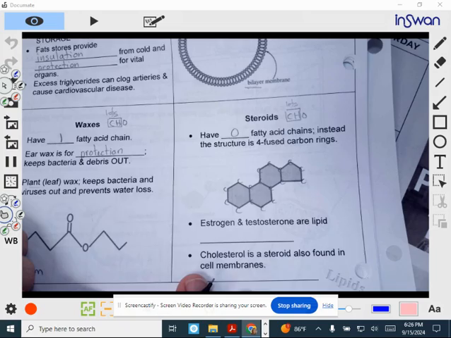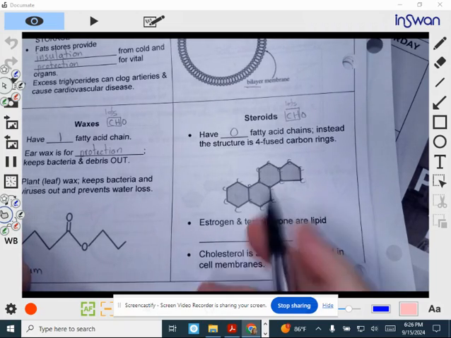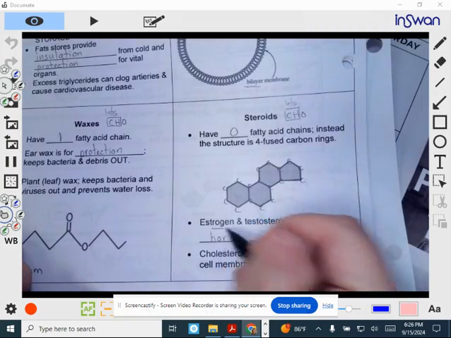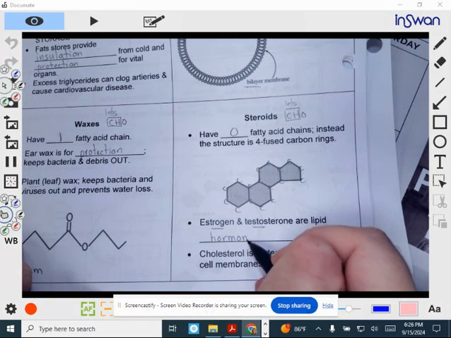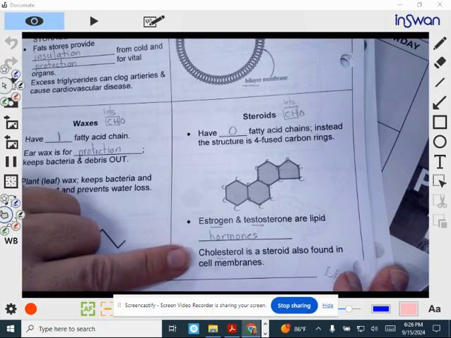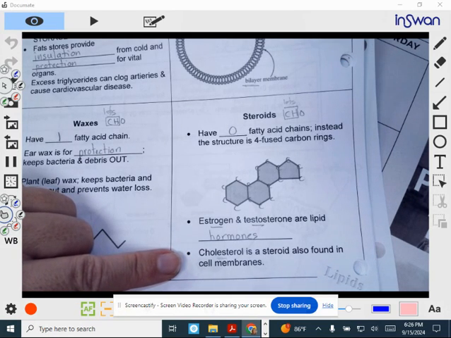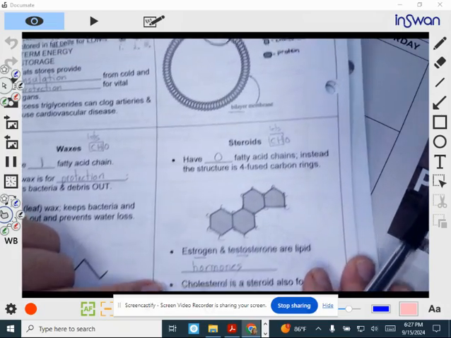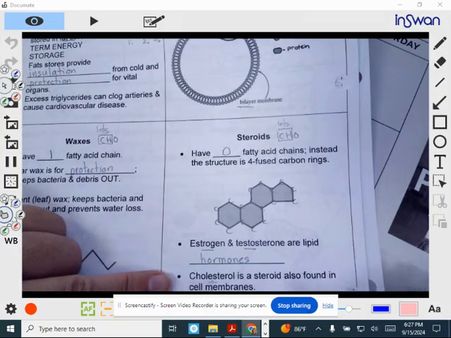Now, some common steroids that you've probably heard of include some hormones like estrogen and testosterone. They circulate in the blood, and they can bind to specific cells, and that causes those cells to do different things. And cholesterol, that fat we mentioned earlier that can clog your arteries, is considered a steroid. Cholesterol gets a bad rap because, like I said, it can cause buildup and can lead to strokes or heart attacks. But cholesterol is necessary. It is a major component of cell membranes as well.